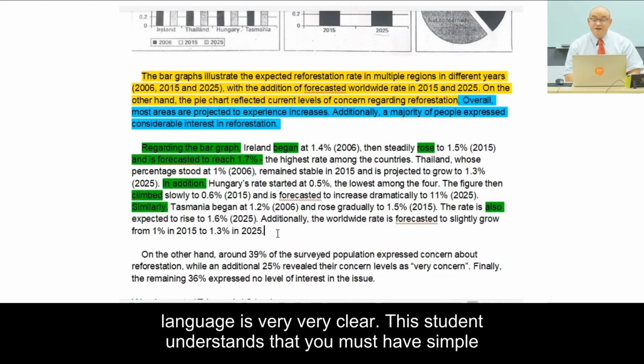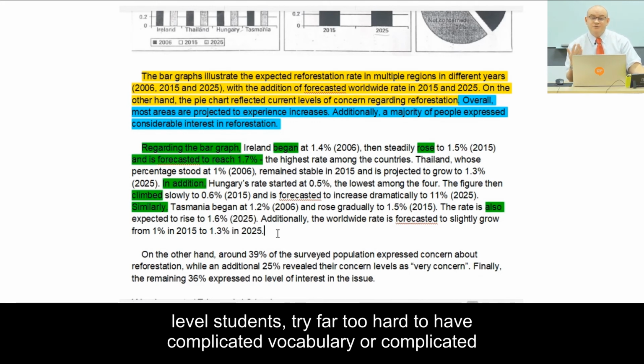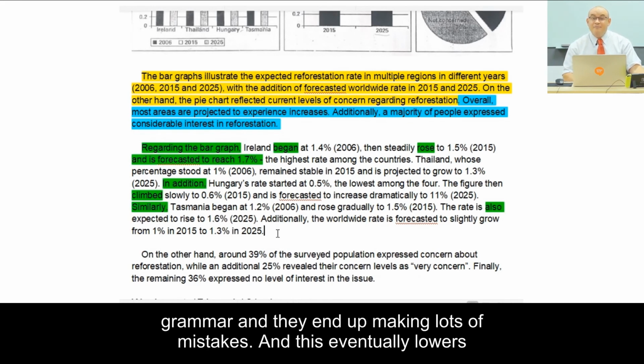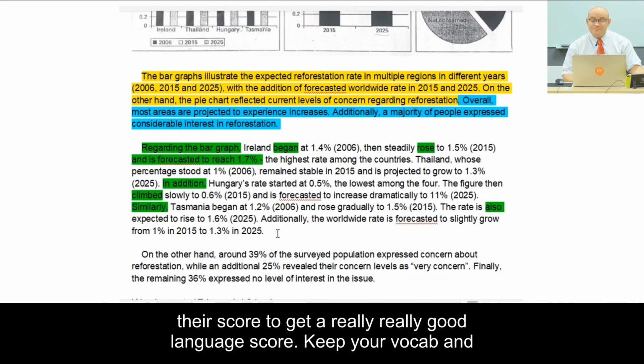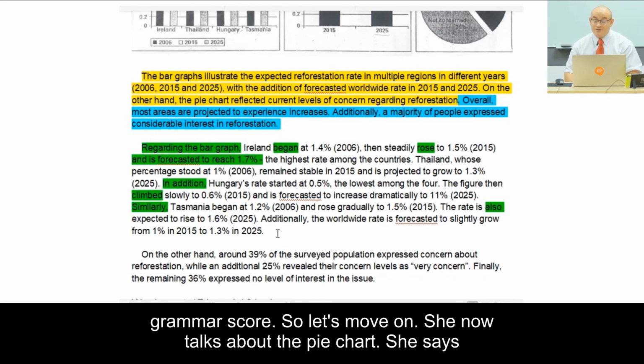Also, the language is very, very clear. This student understands that you must have simple, clear vocabulary when describing a report. Some students, especially higher level students, try far too hard to have complicated vocabulary or complicated grammar, and they end up making lots of mistakes, and this eventually lowers their score. To get a really, really good language score, keep your vocab and grammar simple, but keep it accurate. That's the key to a good vocab and grammar score.